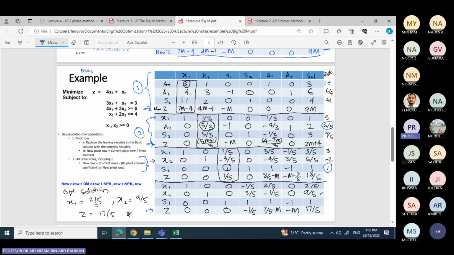The other thing is at the end of it, if you got this, then basically the solution is as such, Z equals 17/5. What you can do, you can look at the objective function again and substitute x1 and x2 into the objective function. If the calculation using the objective function is not the same as 17/5, something is wrong with your calculation. So there are many ways for you to check whether the calculation that you did during the iteration process is correct or not.